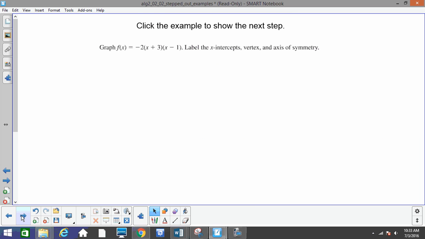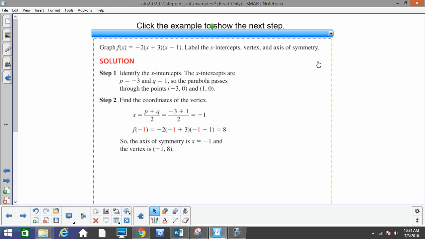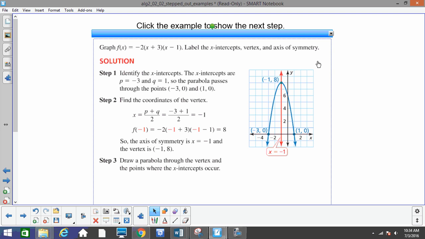So on this one, we want to label our x-intercepts, the vertex, and the axis of symmetry. Well, pretty easy on this one. Our intercepts are at -3 and at 1. Now we want to find the coordinates of the vertex. The x-coordinate is going to be between your two intercepts, which is -1. Plug that back into your original equation and you get 8, so your vertex is at (-1, 8).